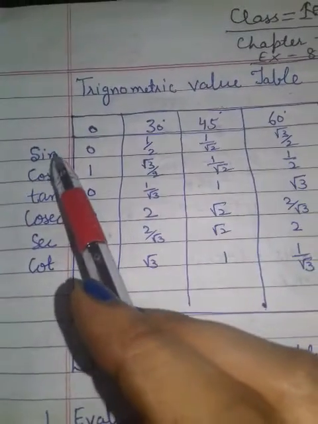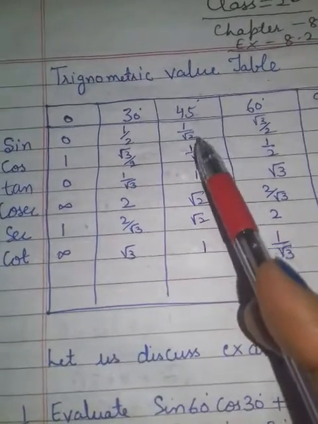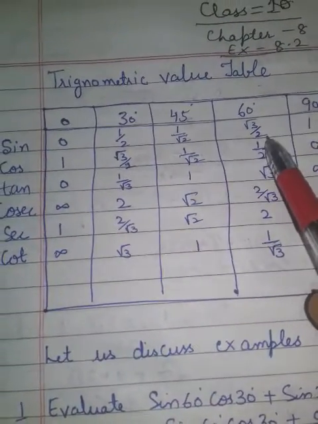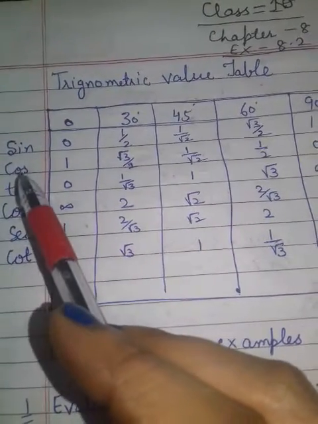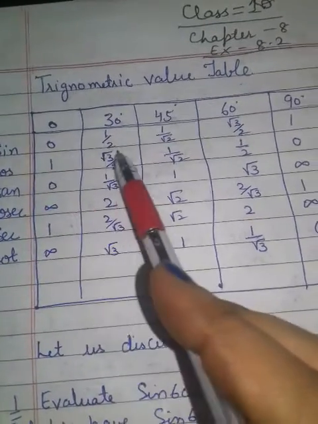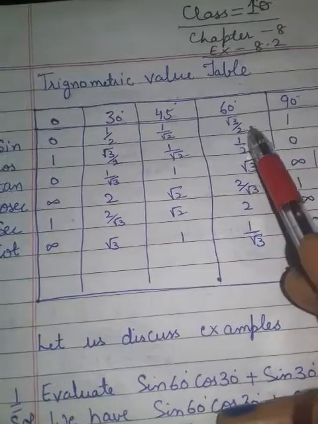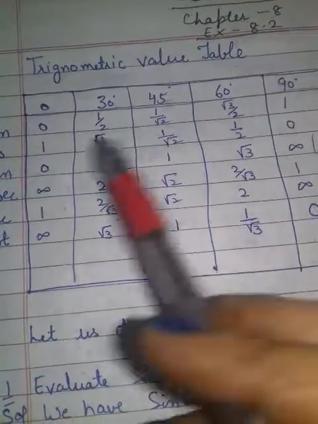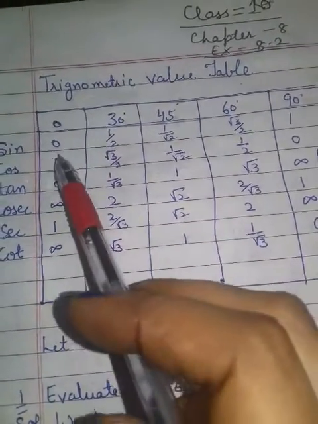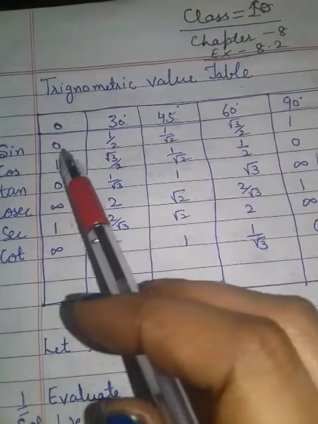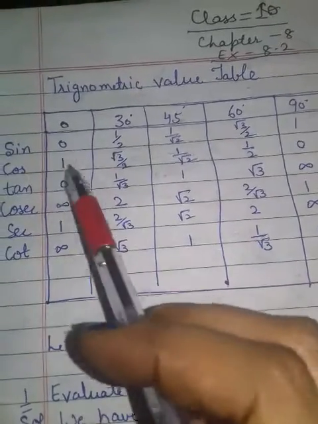I tell you one thing here: sine 0 is 0, sine 30 is 1 by 2, sine 45 is 1 by root 2, sine 60 is root 3 by 2, sine 90 is 1. After that, how will you remember cos? The first line you have to remember, and for cos you will write the reverse of sine: 1, root 3 by 2, 1 by root 2, 1 by 2, 0. This means you have to remember sine, and cos you can learn by reversing the sine values.